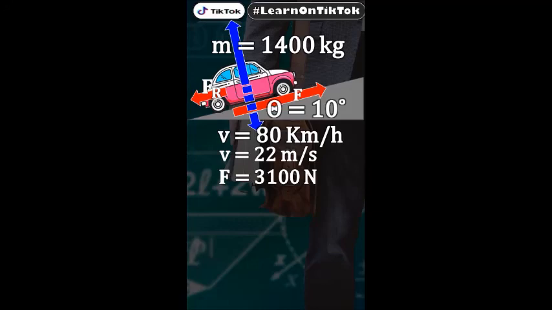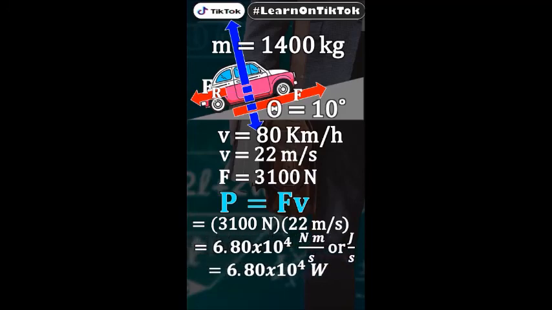Now, we can calculate the power. From the given equation before, power is equal to force times speed. Hence, power is 3,100 newtons times 22 meters per second. This is equal to 6.80 times 10 to the 4 watts or 91 horsepower.